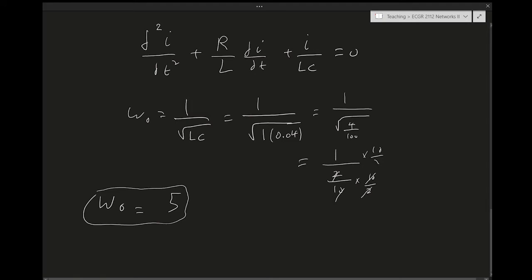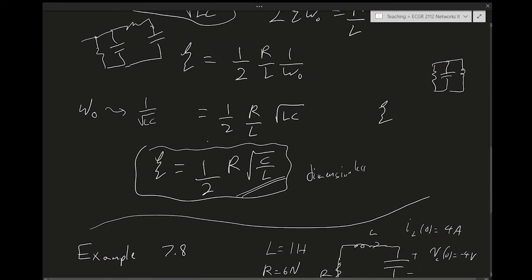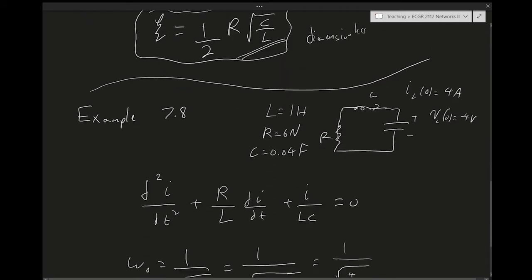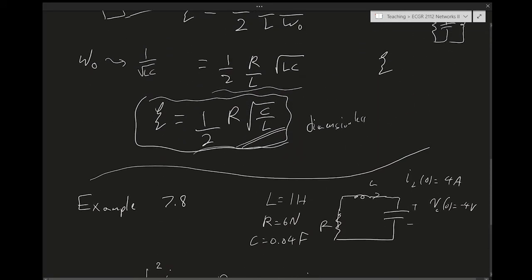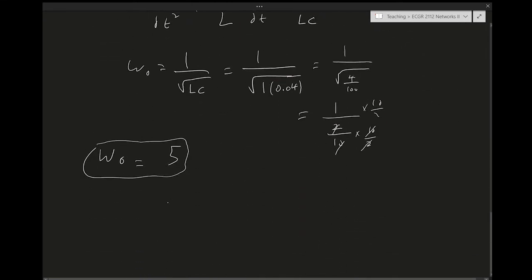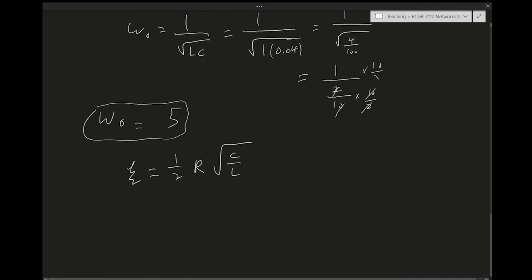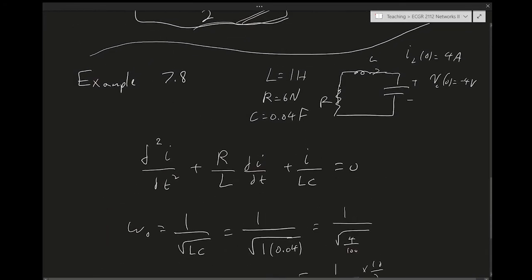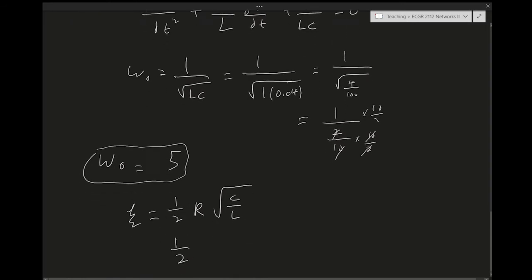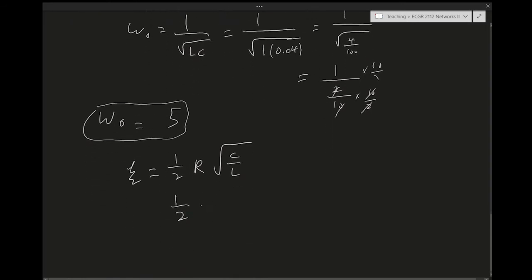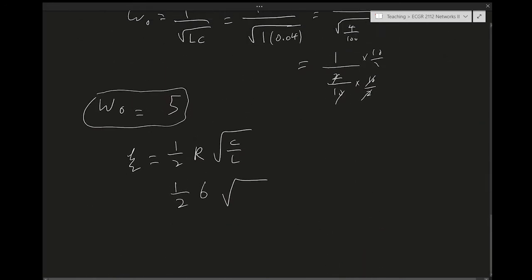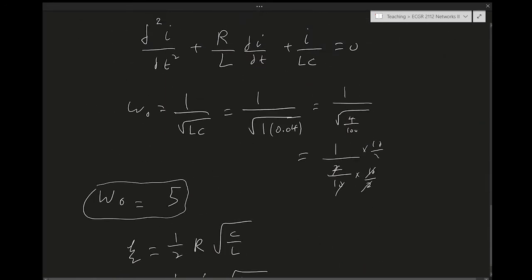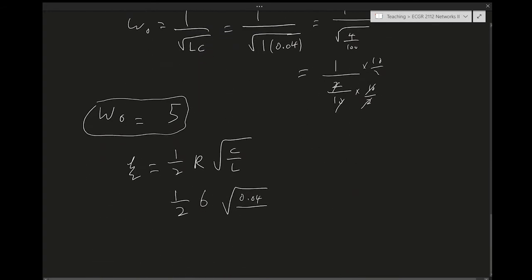Okay, what about the damping factor? We calculated the equation for the damping factor here. The damping factor is half R square root of C over L. We said R is 6 ohms. So half, and then square root of C over L. C is 0.04 farad, L is 1 Henry, right?